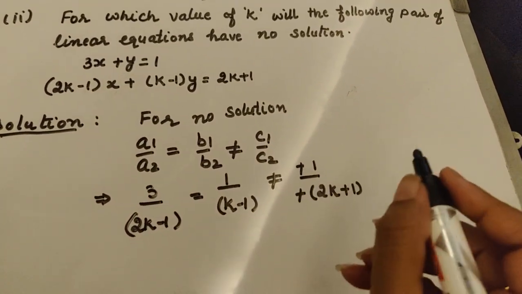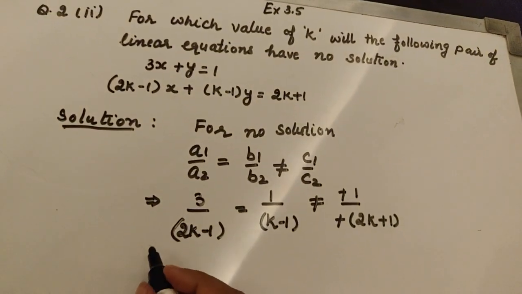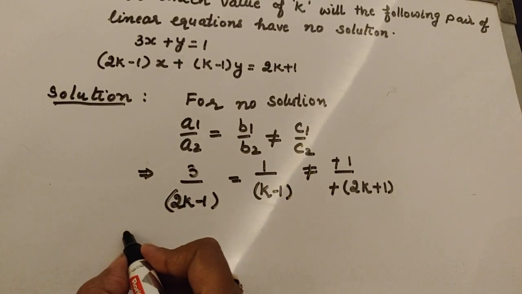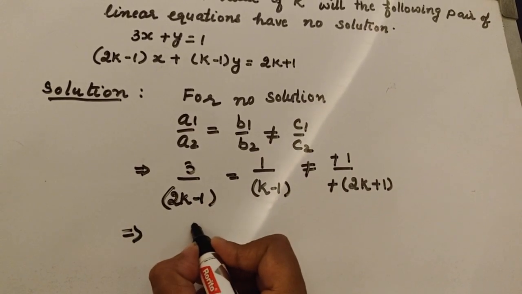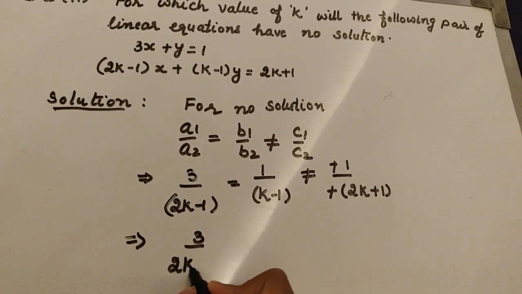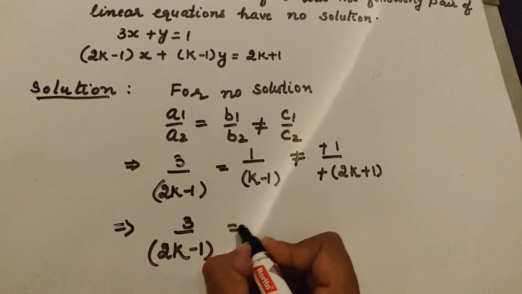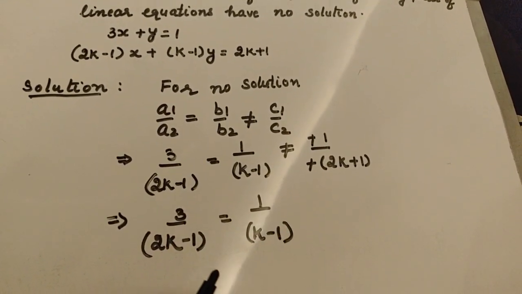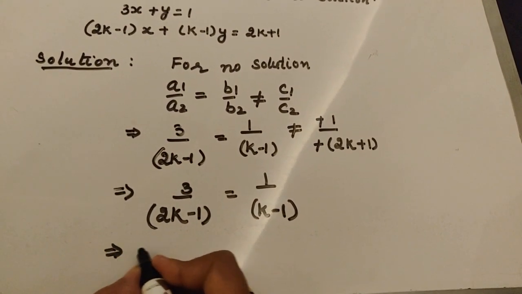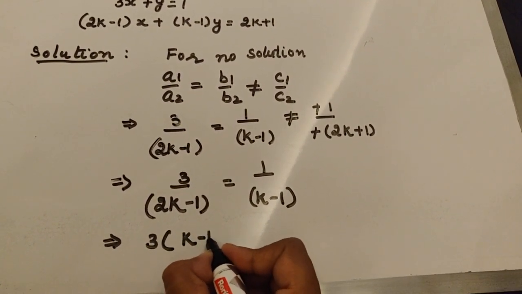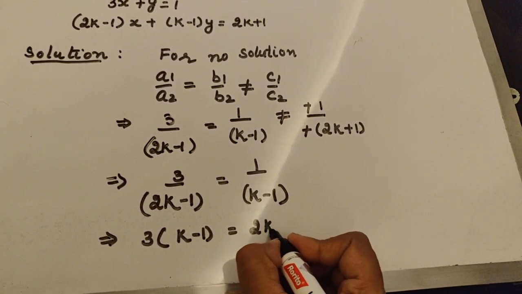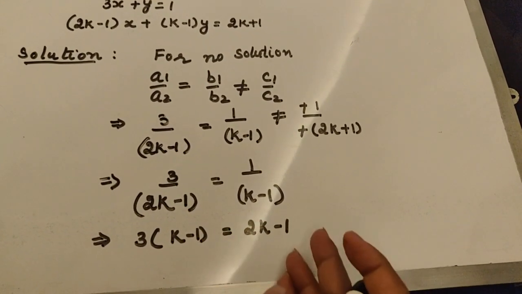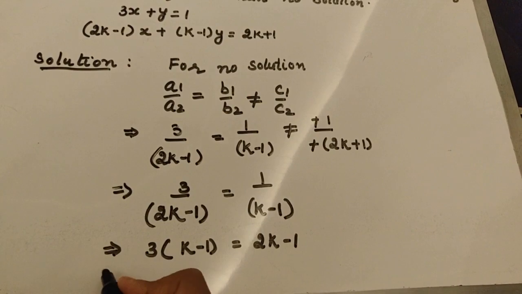Again you can cancel this minus sign, but you have to write it. Now children, here though all three are not equal, so you have to take first two. Let us take first two and solve them. So this implies 3 upon 2k minus 1 is equal to 1 upon k minus 1. Again children, cross multiply. This implies 3 into k minus 1 is equal to 2k minus 1. Here if you want to put the bracket, fine, but because nothing is outside the bracket, so you can just remove the bracket.